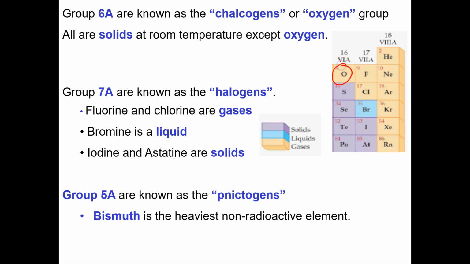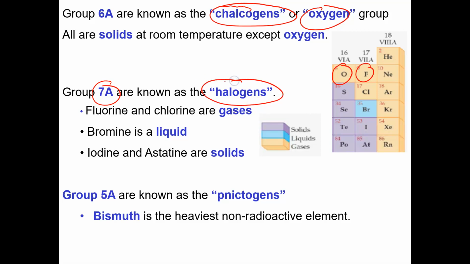Group 6A is referred to as either the oxygen group or the chalcogens. And every member of group 6A is a solid with the exception of oxygen. Group 7A, beginning with fluorine, these are known as the halogens. Some people might call it the fluorine group, but almost always they call them the halogens. Fluorine and chlorine are gases. Bromine, as we mentioned earlier, is a liquid, and then iodine and astatine are solids. But I should point out that astatine is extraordinarily rare in our universe, so it's highly unlikely that you're ever going to see any astatine.